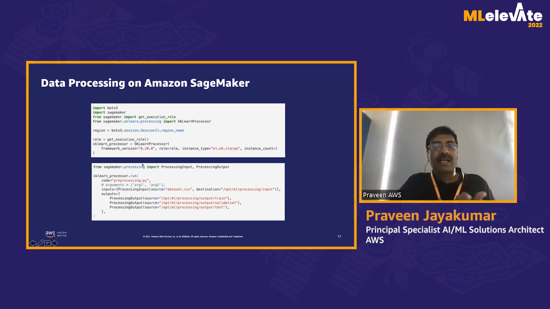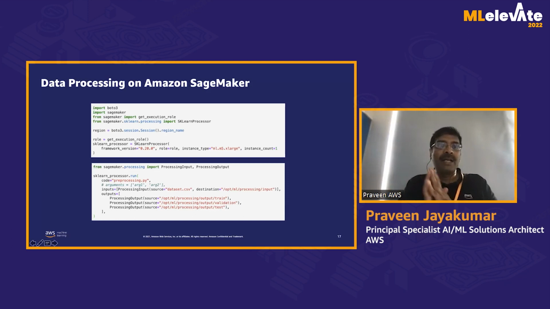Once I define the container, all I have to do is say where my code is, which is the code that I want to run on top of my data. I say where my input data source is. And then I say where my output needs to be copied, basically as the train, validation, and test data sets. This is all I have to say.